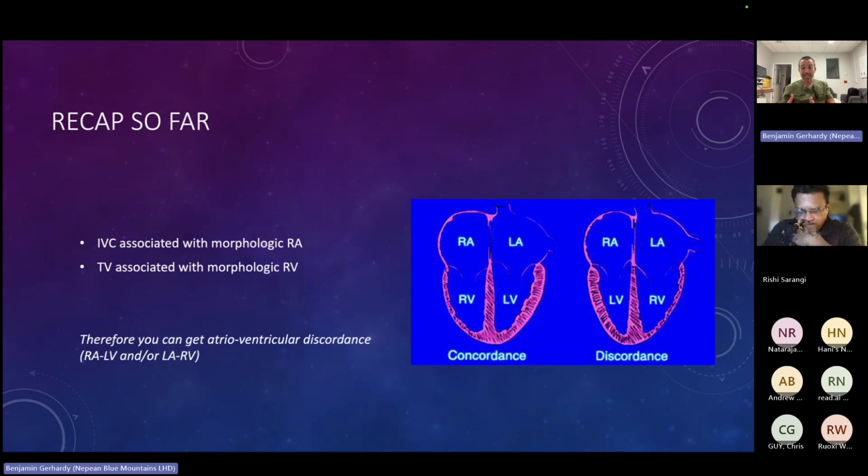And so then you can go, all right, I know what my normal blood flow is. I know what I'm seeing in this patient in front of me who's got some unclear congenital heart disease. And then you can work out what's been repaired to keep the patient alive if they're an adult. And that's where you talk about atrioventricular discordance.